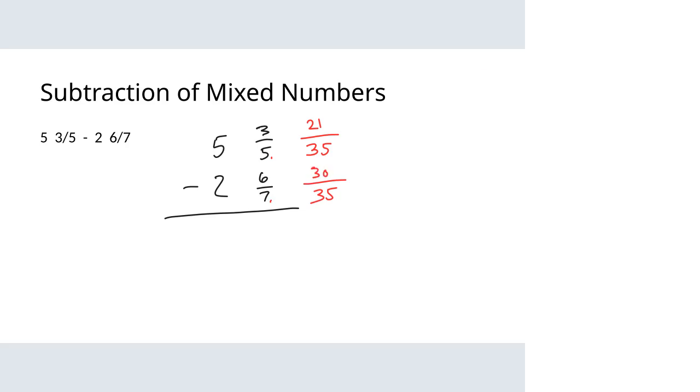I mentioned we were going to start with the fractions, and what I would like to do is 21/35 minus 30/35. Unfortunately, I can't do that because I can't take 30 away from 21. So what I'm going to have to do here is borrow. I'm going to borrow from this whole number. That's going to become a 4, and I'm borrowing 1.